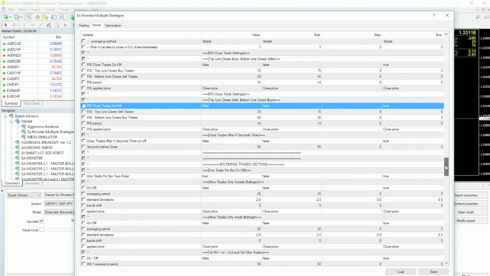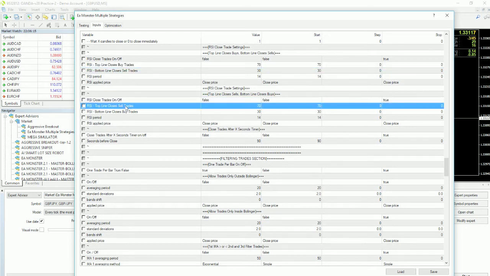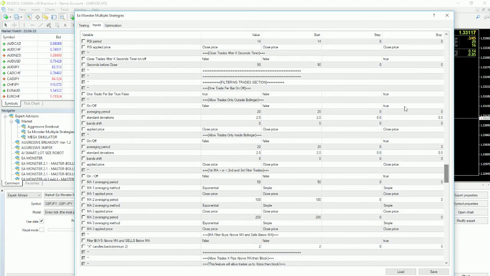This one here is top line closes buys. So if you want to close the buys on top, use this. If you want to close the sells on top, you use this one. You have to use one or the other here, so you can't use both.